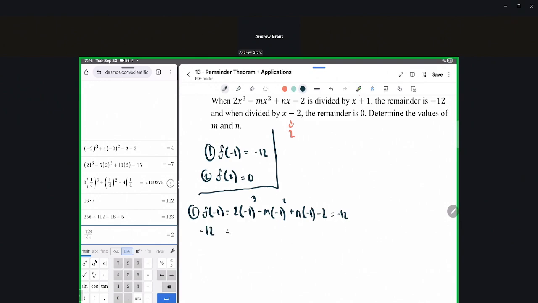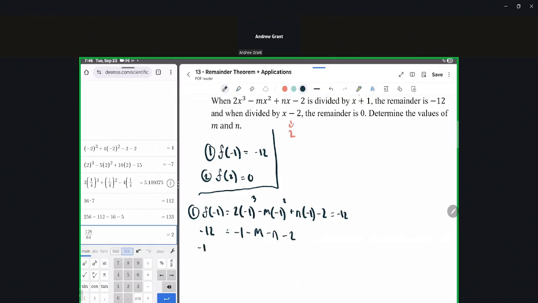So negative 1 to the power of 3 is negative 1 times 2, so it'll be negative 1, minus m times negative 1 to the power of 2 is just minus m. n times negative 1 is negative n. Then we just tack on a minus 2. Let's clean up the terms.